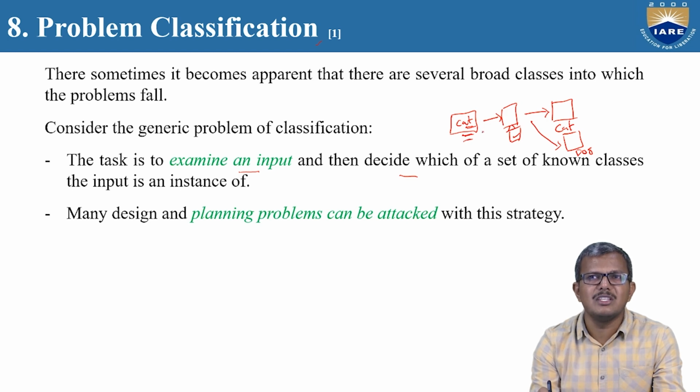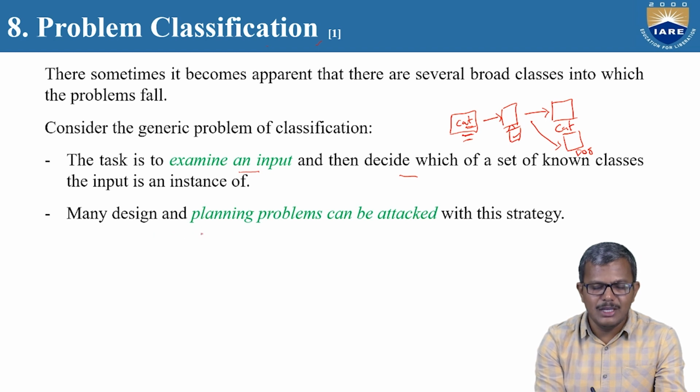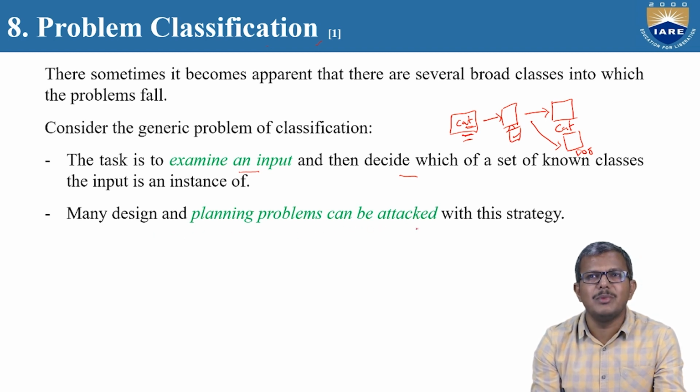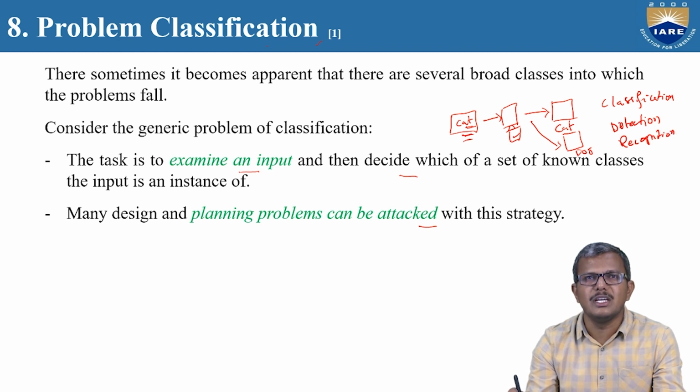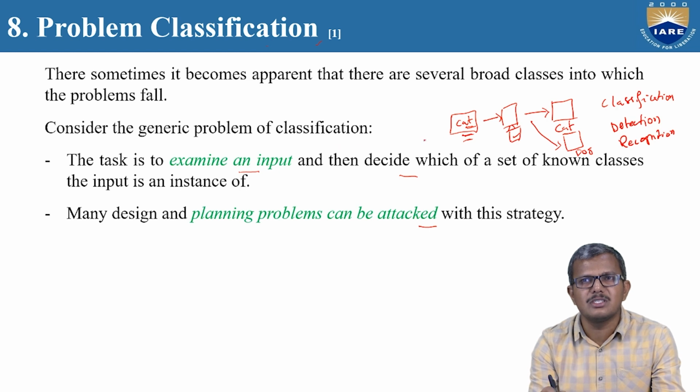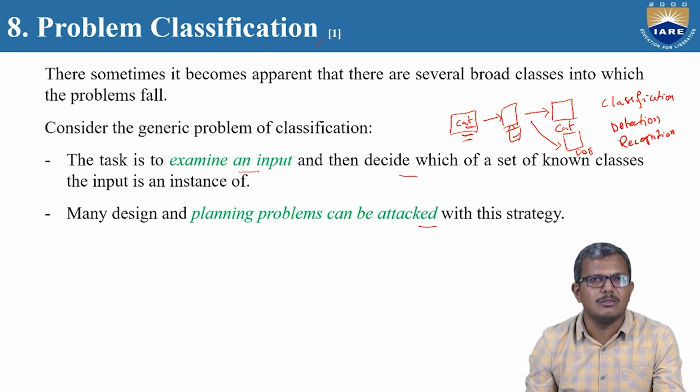So if your problem statement is related to this kind of thing, then we can say that it is related to problem classification. There are many design and planning problems that can be attached with this strategy. Classification is one kind of problem related to this. In classification, the sub-problems can be either detection or some kind of recognition. So different kinds of strategies are going to be there. If your problem is related to these kinds of things, then the characteristic of your problem is related to problem classification.